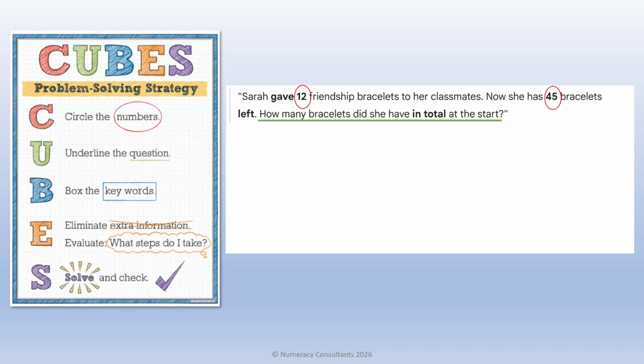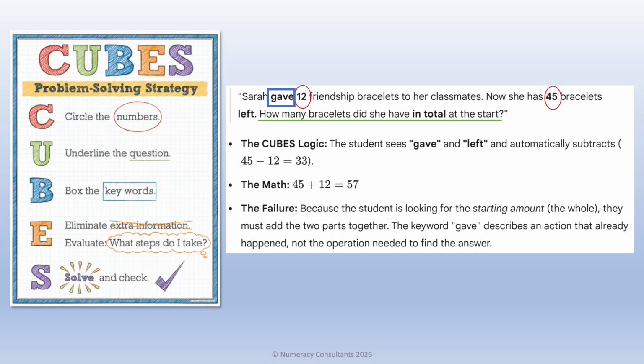If we circle the numbers, we have 12 and 45. How many bracelets did she have in total at the start? Okay, that's our question. Then we find our keyword is gave, right? From everything that we know about this strategy and the keywords, this should be a subtraction problem. But we know that this is not a subtraction problem. So let's take a look at where the cube's logic failed.